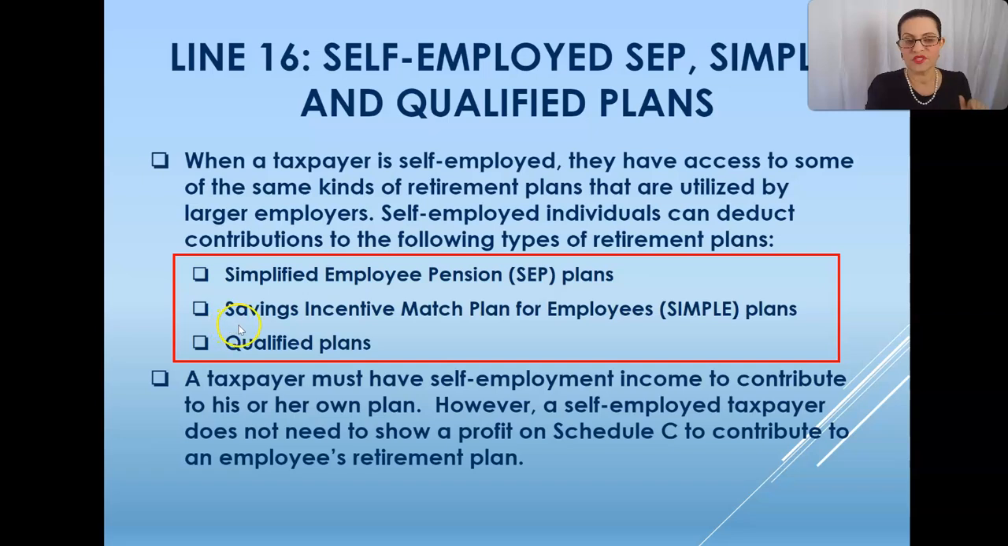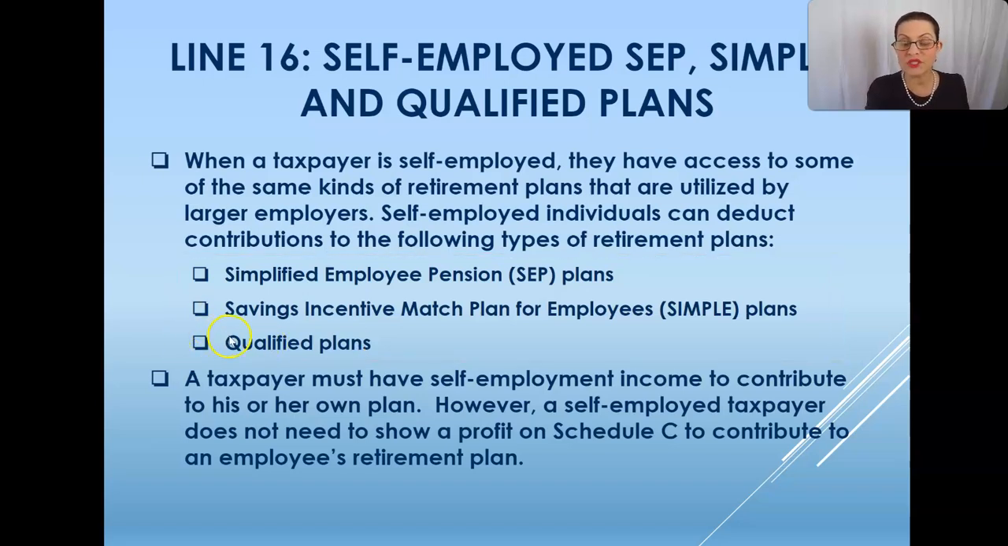They can also set up a savings incentive match plan for employees. That's called a SIMPLE plan. And then they can even set up a qualified plan. Qualified plans are expensive to administer though, and they cost money to set up. So most of the time when you have a self-employed person, they don't set up qualified plans unless they're making huge amounts of money. And by huge, I'm talking like 6 figures or more. They generally will not set up a qualified plan because these cost a lot more money to set up.